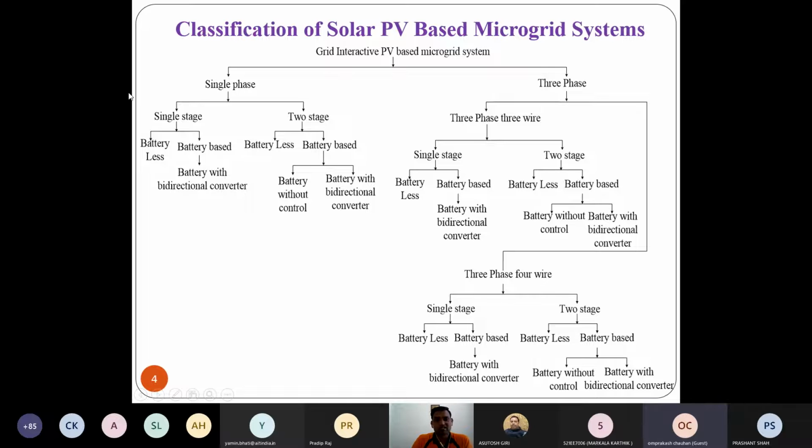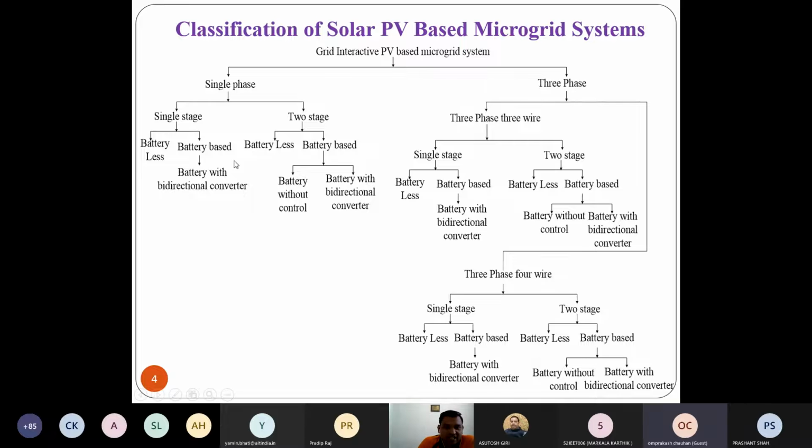And at the end of this discussion, again, if you ask which system is good, sir, according to you, I would say there is a trade-off between the two systems, between single stage and two stage. So as per your requirement, you can use these systems. Single stage, further, these systems are categorized into battery-less and battery-based; two-stage, battery-less and battery-based again.